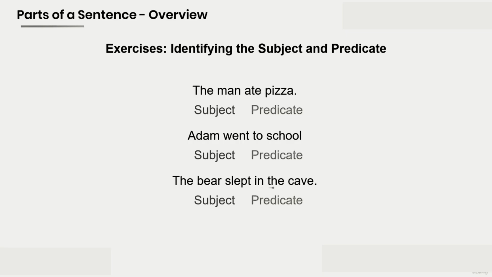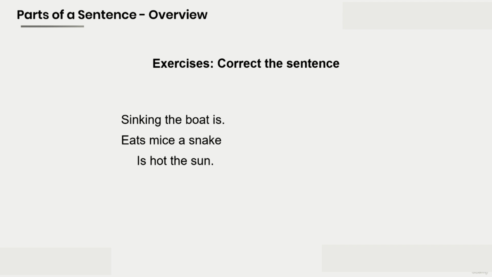So here we have another exercise for you to try. Go ahead and correct the sentence so that it's in the correct structure, the correct order. Okay, so you'll see that we have these words, but they're not in the correct order. So I want you to rearrange these words so that we have subject, predicate, correct order. So again, go ahead and pause the video and figure these out on your own.